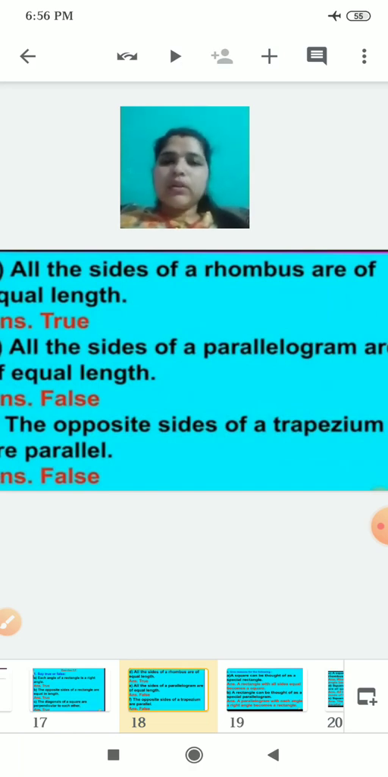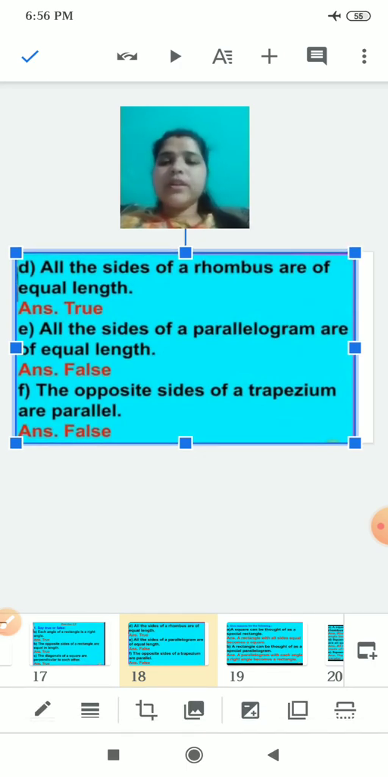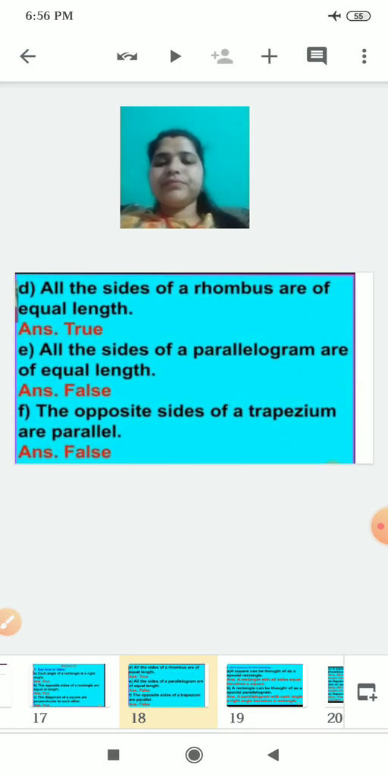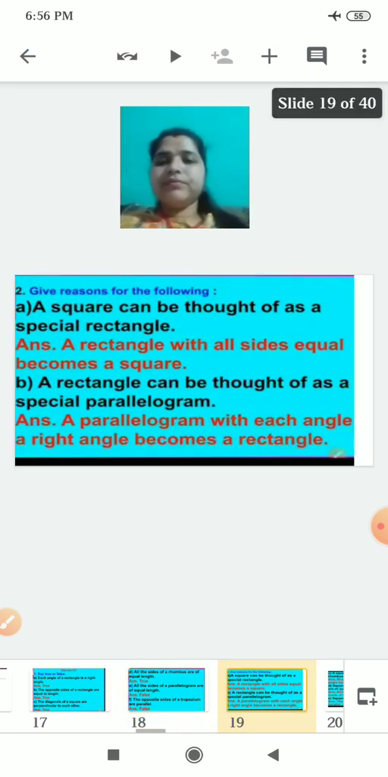Rhombus is also a part of quadrilaterals. Its opposite sides are equal in length. Same property for a rhombus also. All the sides of a parallelogram are of equal length. No, only opposite angles are equal and opposite sides are equal, not all sides. False it is. The opposite sides of a trapezium are parallel. No, it is not. Only one pair of sides of a trapezium is parallel. Only one pair.